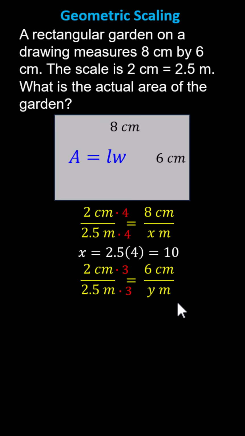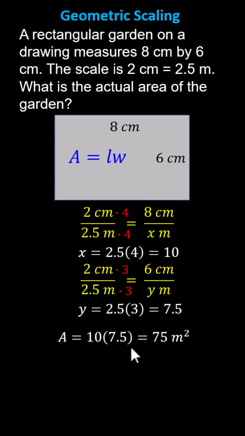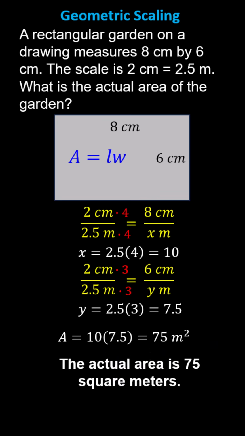7.5 meters is the width of the actual garden, which indicates the area of the actual garden is going to be the length times the width, which is the product of 10 meters and 7.5 meters, which gives us an area of 75 square meters. The actual area of the garden is 75 square meters.